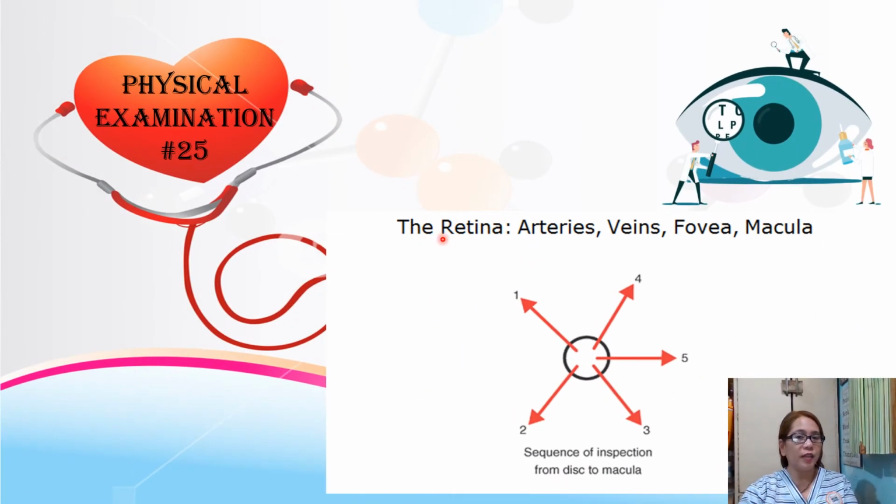So in assessing the retina for the arteries, the veins, the fovea, and the macula, or the four areas, you have to follow the following sequence of inspection from the disc to macula. So may mga numbers yan. This is how you will look at the internal structure of the eyes using the ophthalmoscope.